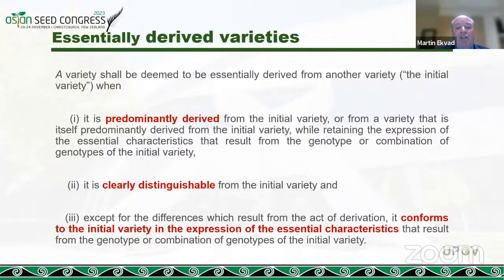It should also be clearly distinguishable from the initial variety, which is a little bit more simple. Same definition as is used when you protect varieties, and then it's Article 7 of the UPOV Convention. And then lastly, the third criteria, except for the differences which result from the act of derivation, it conforms, so an EDV must conform to the initial variety in the expression of the essential characteristics that result from genotype or combination of genotypes of the initial variety. So that's in the convention.